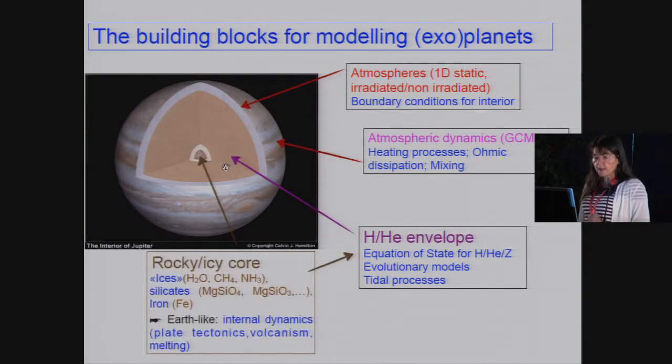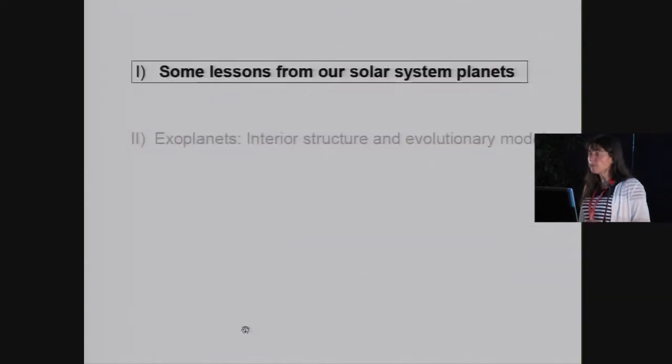Then, if you continue going inside, for example for Jupiter-like planets, you have certainly a rocky or an icy core, which means that you need an equation of state describing the properties of this material, which can be what we call ices: water, methane, ammonia, silicates, and iron eventually. You can use the same equation of state whether you talk about giant planets or Earth-like, super-Earth planets. The only thing for terrestrial planets is that you may need to include more dynamical processes such as plate tectonics, volcanism, or melting. But in my talk, I'm going to focus more on giant planets.